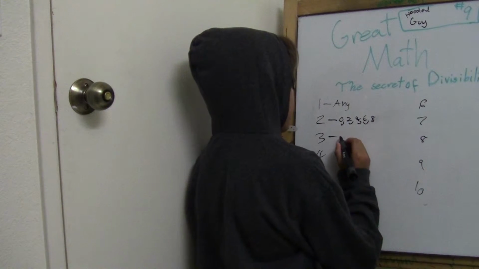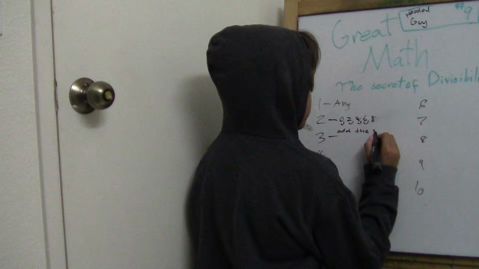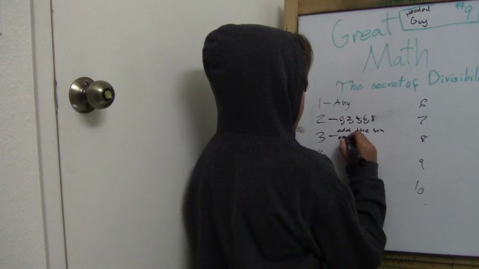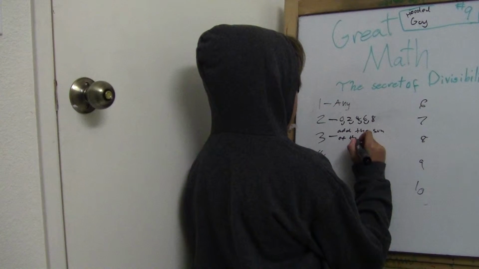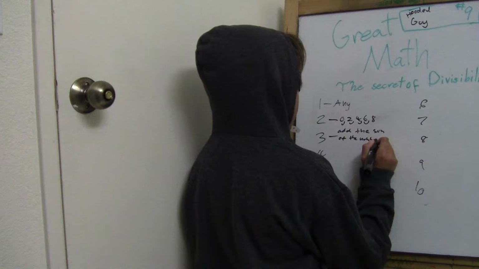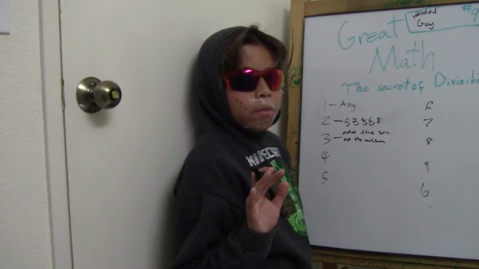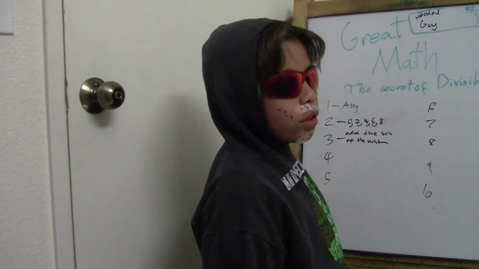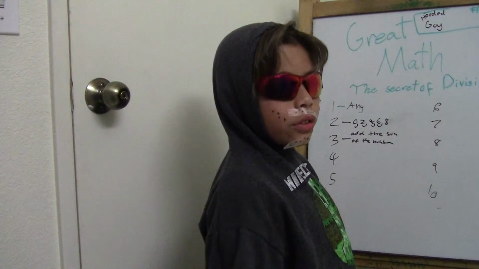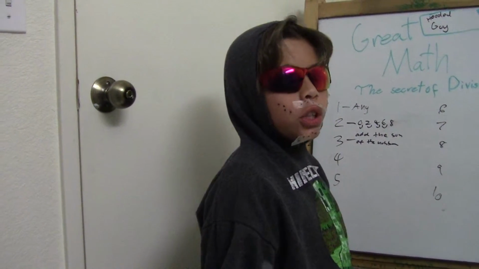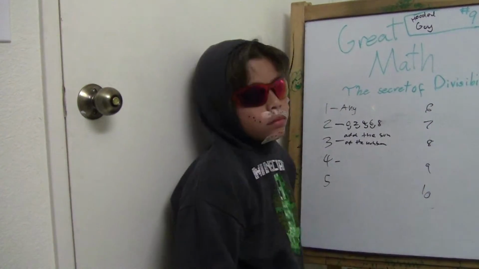For number 3, you have to add the sum of the digits of the number. And if that sum is divisible by 3, then the number is divisible by 3.